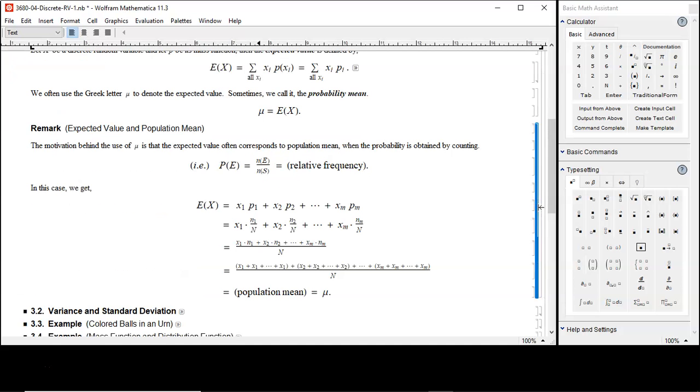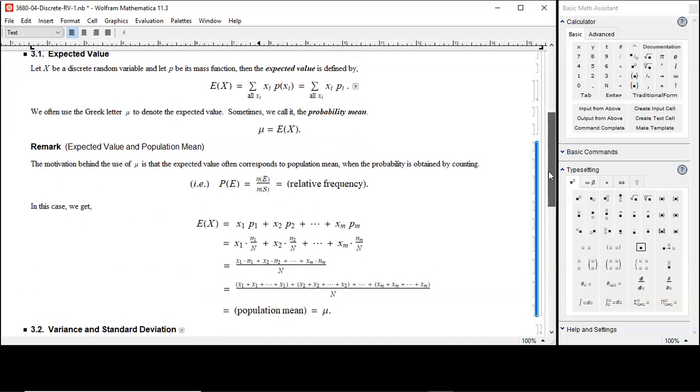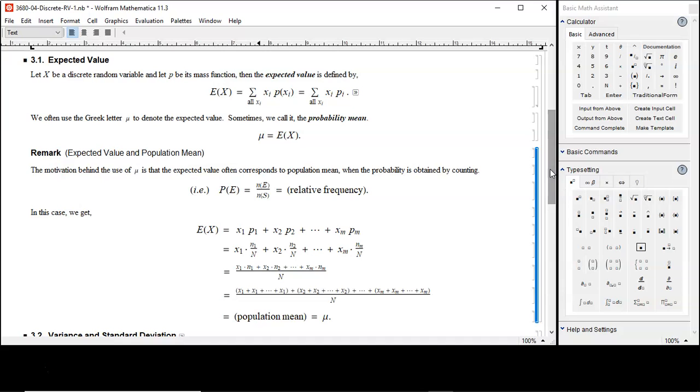Let me show you. So if your probability is just straight up counting and you have finite sample space so that you can count, then you can define probability through relative frequency. Number of outcomes in an event over the number of total outcome in the entire sample space, you see? So that's my probability. In that sense, you can write the expected value like this.